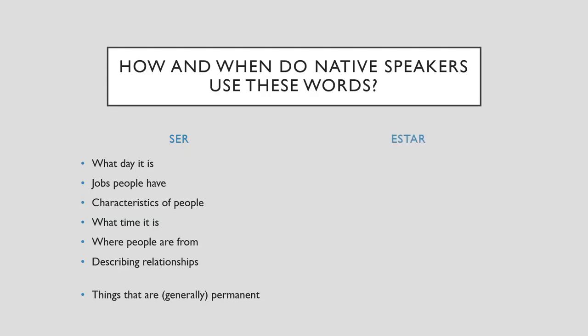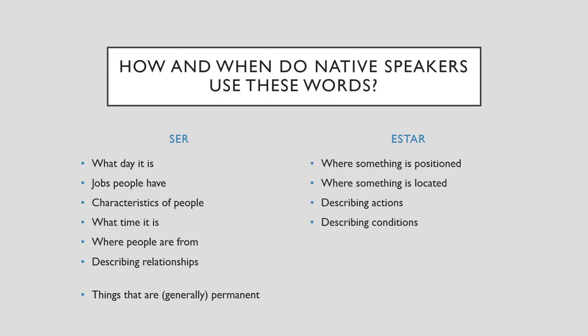On the other hand, we have estar, and native speakers use estar when they're talking about where something is positioned, where something is located. They use it when they're describing actions, when they describe conditions, and when they describe emotions. Now, in contrast, as you might expect, these things are generally temporary. Again, generally. It's not an absolute 100% statement, but in general, they are temporary.